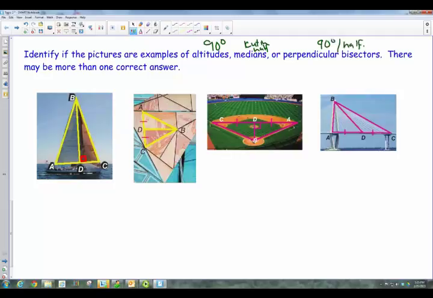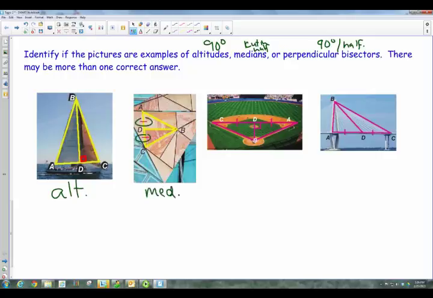Well, for this first one of the sailboat, you can see that it drops down. There is definitely a 90-degree angle. We're not sure if it actually bisects it or cuts it in half, so we can't say for sure. So this one's just going to be the altitude. Now for the second one, we know that we have congruent parts. Okay, so it does bisect it or cuts it in half. It comes from the vertex, which is a good thing, but we don't know for sure if that's 90 degrees, and we're not going to assume. So this one's just going to be a median.